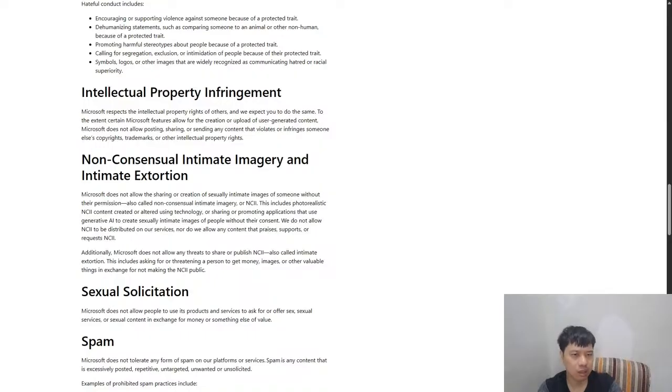To the extent certain Microsoft features allow for the creation or upload of user generated content, Microsoft does not allow posting, sharing, or sending any content that violates or infringes someone else's copyrights, trademarks, or other intellectual property rights.